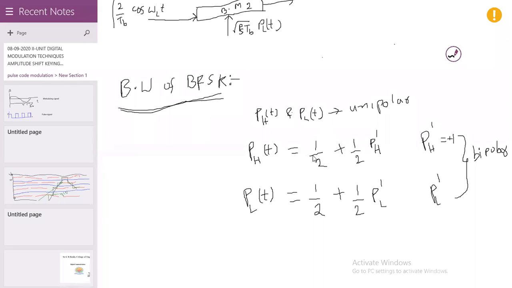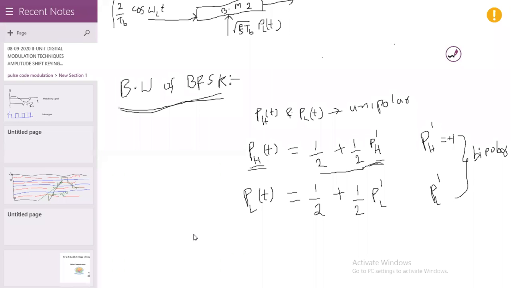pH of T is equal to 0. So pH dash is bipolar, and here this pH of T is unipolar. That's why we can substitute pH of T is equal to 1/2 plus 1/2 into pH dash, so that it is bipolar. Then in the place of pH of T, without changing any status, we can substitute this into that equation. Obviously that equation is bipolar.